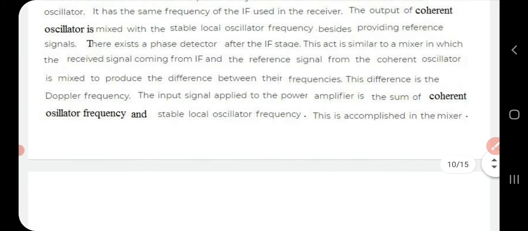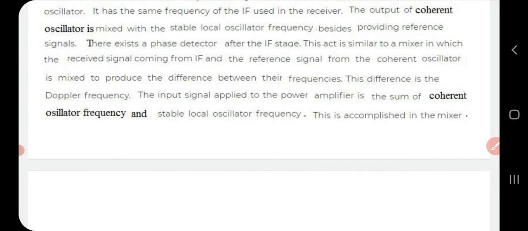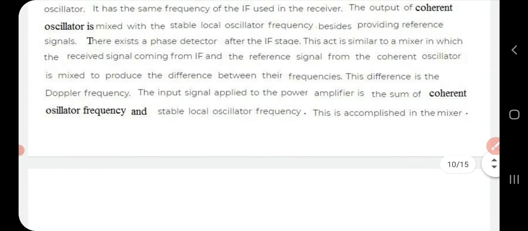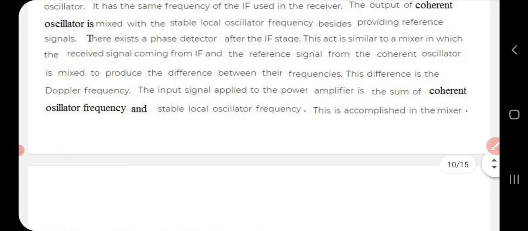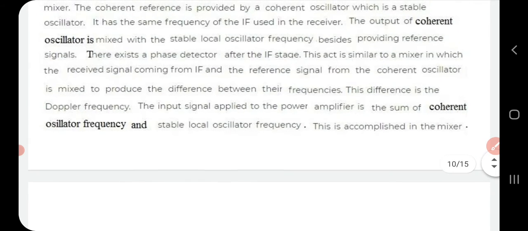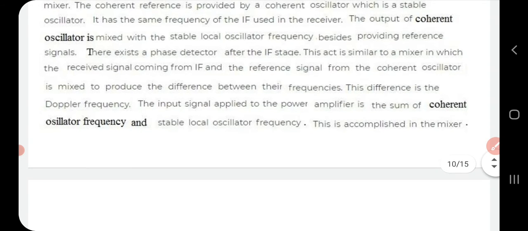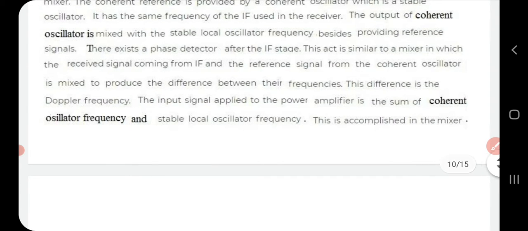This acts similar to a mixer, in which the received signal coming from the intermediate frequency or IF amplifier and the reference signal from the coherent oscillator are mixed to produce the difference between the frequencies. They just mix the two frequencies, especially the difference, and this difference will be the Doppler frequency. The input signal applied to the power amplifier will be the sum of the coherent oscillator frequency and the stable local oscillator frequency.